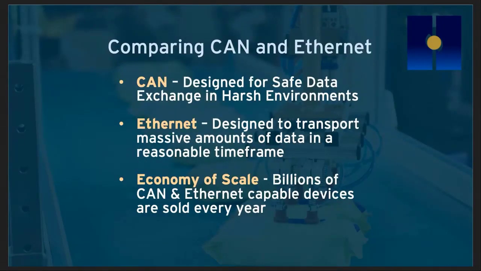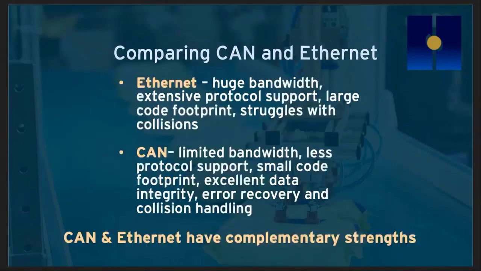So as part of an introduction to CAN, let's quickly revisit a comparison between CAN and Ethernet, because in the industrial world, we're all very familiar with Ethernet these days. So CAN was designed for safe data exchange in harsh environments, while Ethernet was really designed to transport massive amounts of data in a reasonable time frame. Now, both of these have huge economies of scale, with billions and billions of chips and devices sold every year which support either CAN or Ethernet or both.